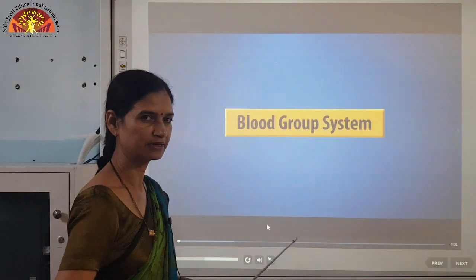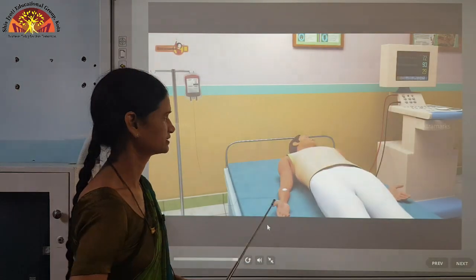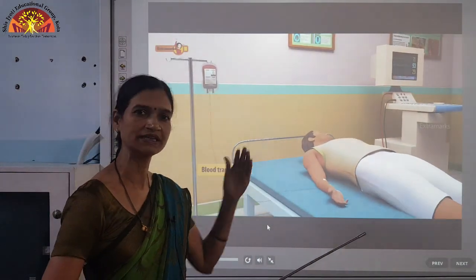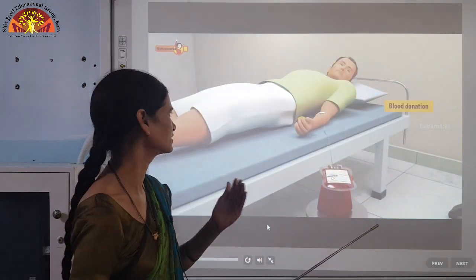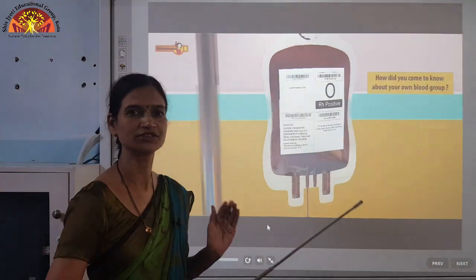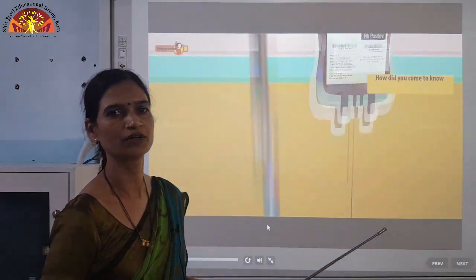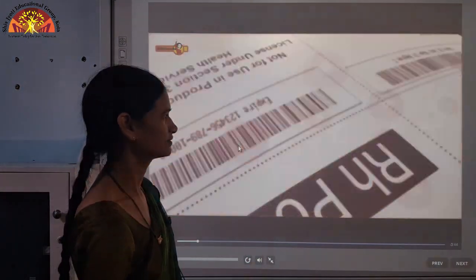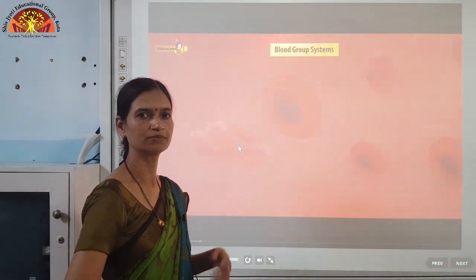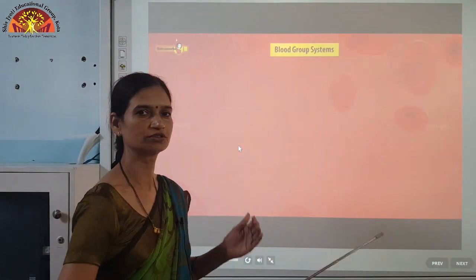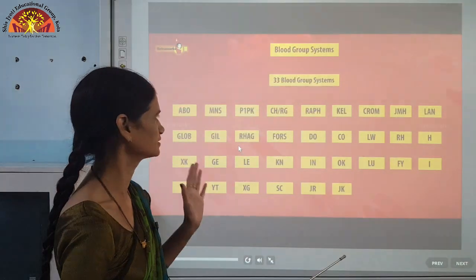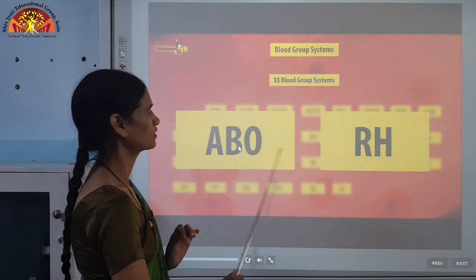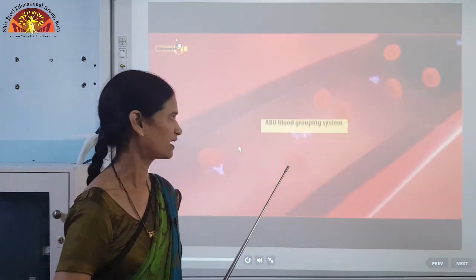So let us understand by this animation blood group system. You must have heard कि we cannot transfer blood of any person to any person. ठीक है, किसी का भी blood हम किसी में नहीं चढ़ा सकते हैं. We should first check the blood group and we also have to check whether it is positive or negative. So while transfusing the blood या transferring the blood from one person to another, we should be very familiar with the blood group system. तो ऐसे तो 33 blood group system है, but we generally talk about जो common है वो ABO and RH factor है.